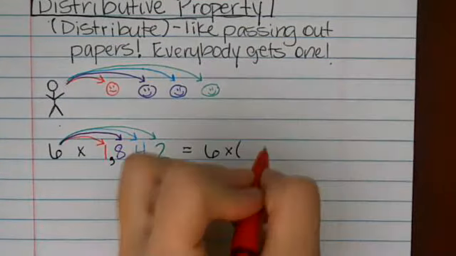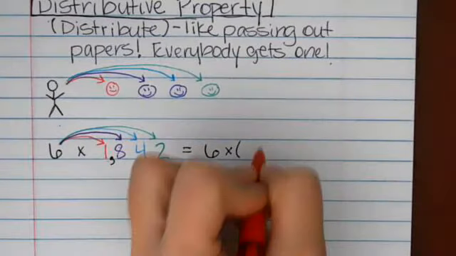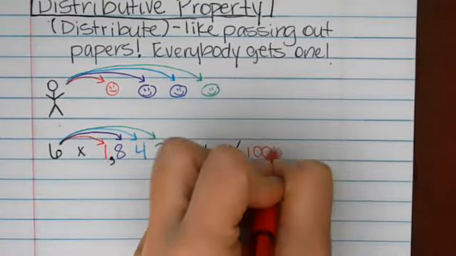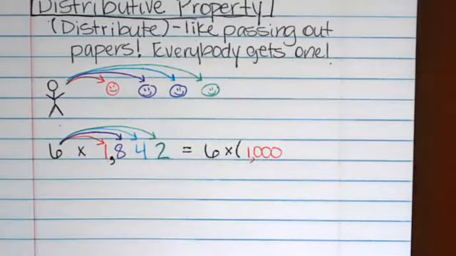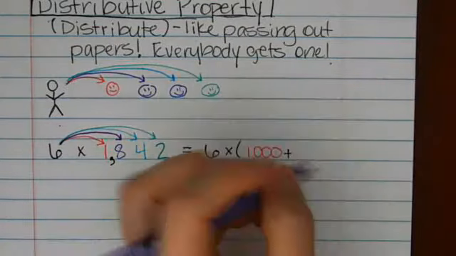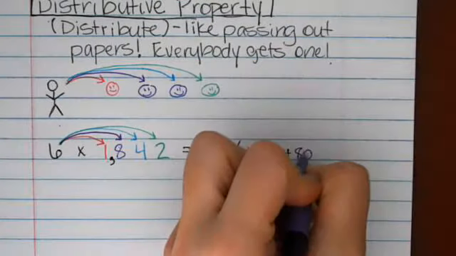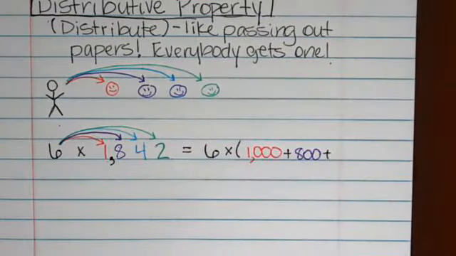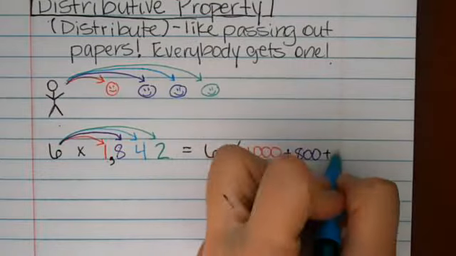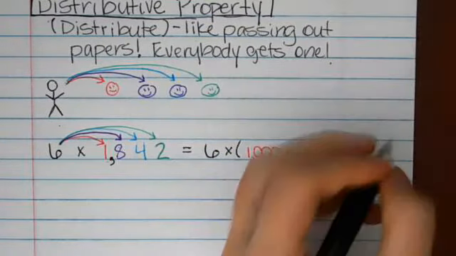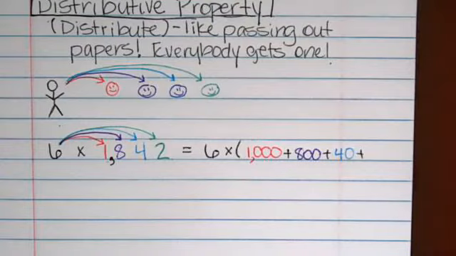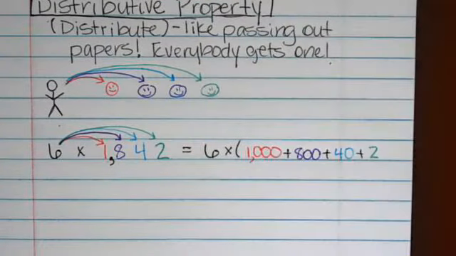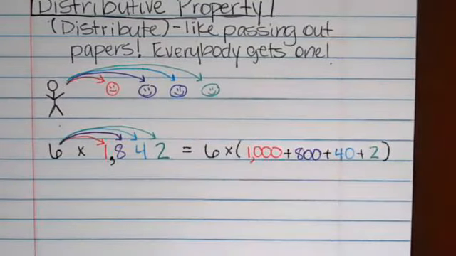That looks like 6 times, and I'm going to put this number in expanded form, 1,000, because there's a 1 in the thousands place, 800, 40, and 2. I have expanded this number into expanded form.